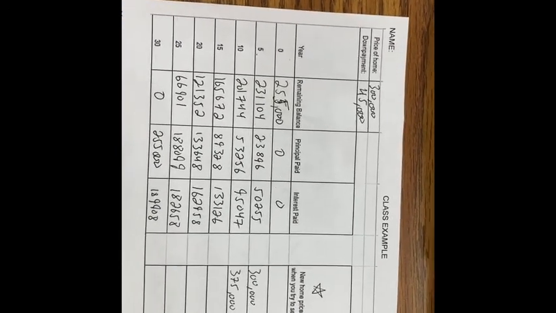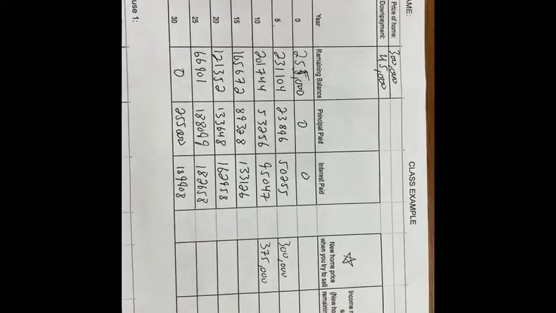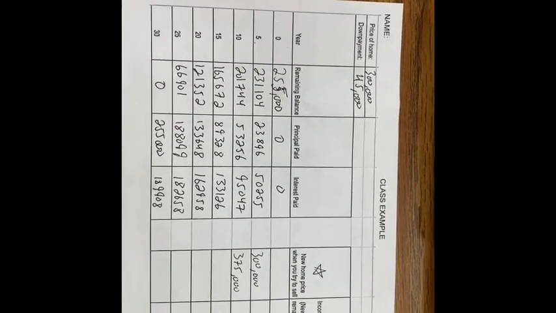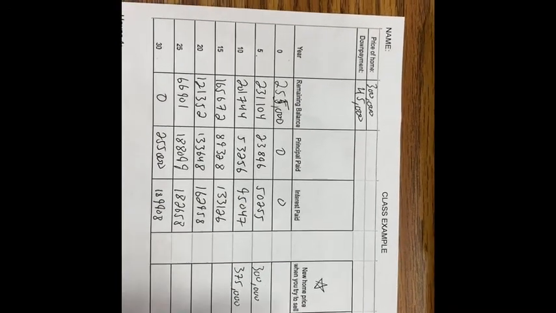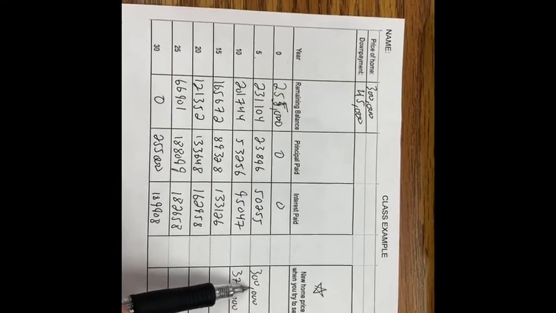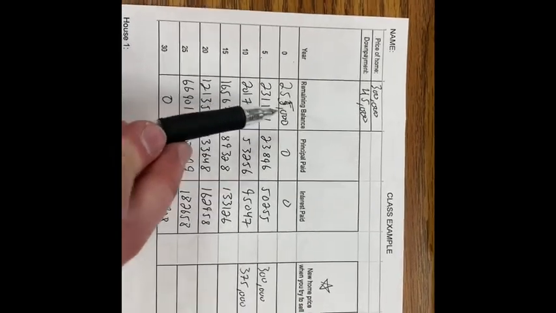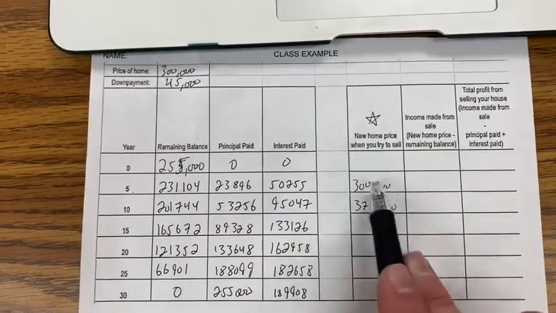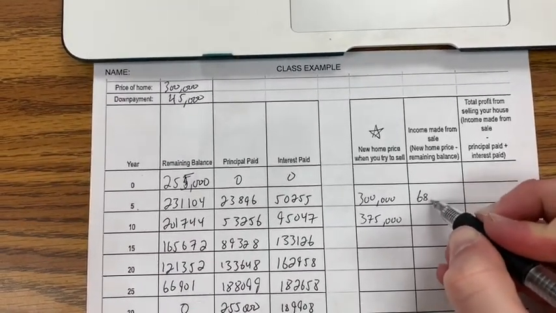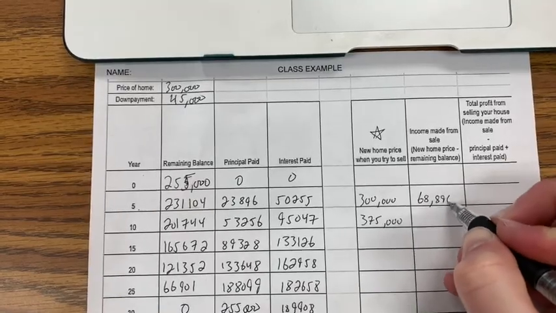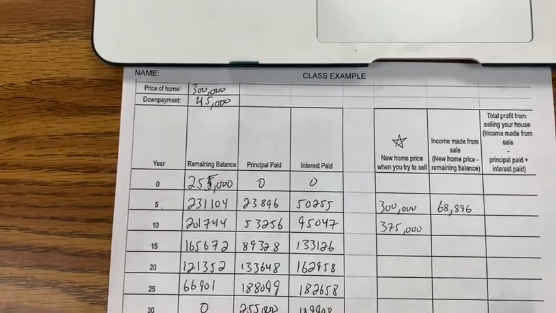After you do that, we can go over and decide how much income will you make from the sale. You're gonna calculate your income by taking the new home price minus the remaining balance. So I'm gonna subtract 300,000 minus the remaining balance that I still owe to the bank. And when I subtracted my new home price from what I still owe to the bank, I got that I'm going to make $68,896. That's how much money will literally be in my bank account.